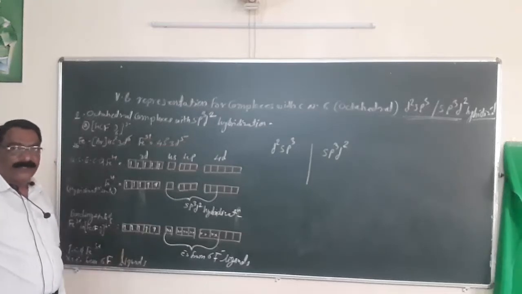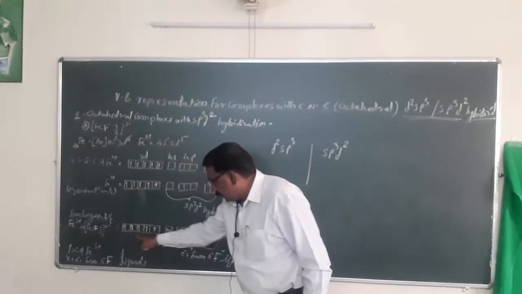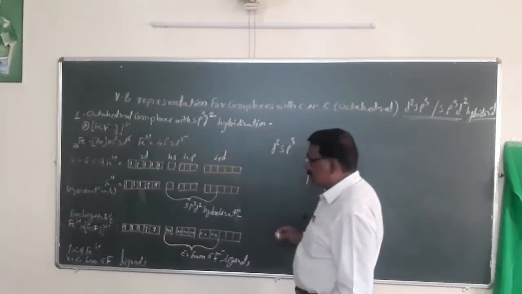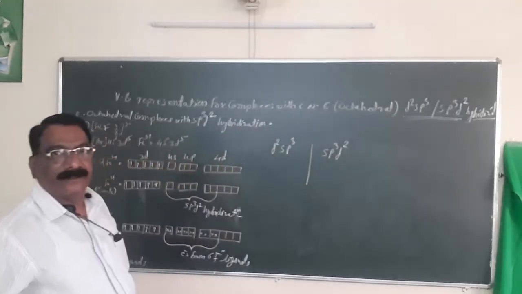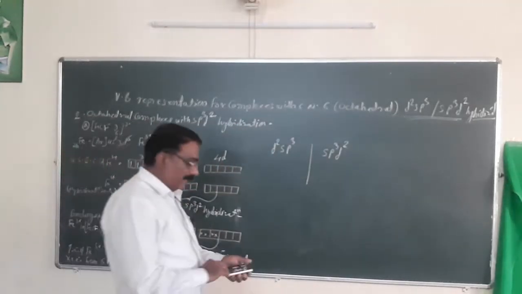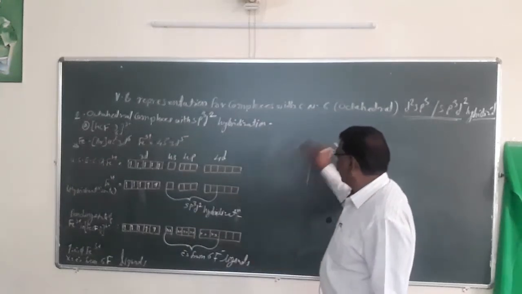When we see the valence bond picture, there are 5 unpaired electrons. As there are unpaired electrons, this complex is paramagnetic. As it is paramagnetic in nature, it has a magnetic moment.